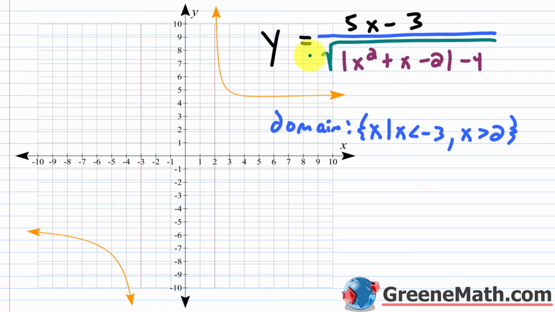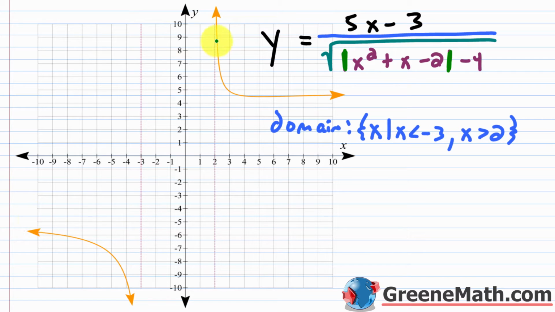So if we look at y equals 5x minus 3 over the square root of the absolute value of x squared plus x minus 2, and then minus 4, what's going to happen is you're going to have a vertical asymptote here at x equals -3. And you can see that this is going to approach an x value of -3 but never touch it. But it could be anything going to the left. So any value that's less than -3, you're okay.